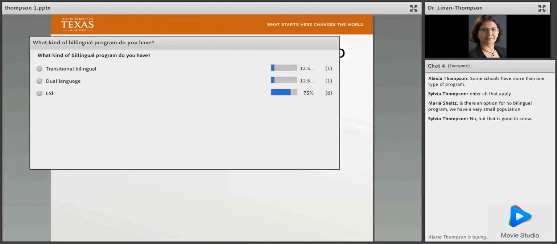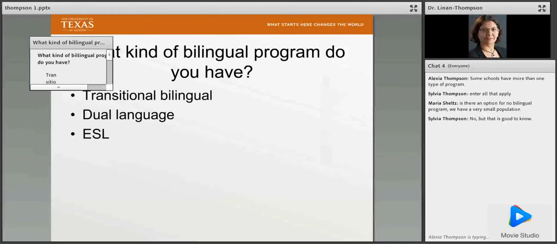Okay, well, it looks like the majority are ESL programs and a few bilingual programs, either dual language or transitional, or students that are just served within the general population. Okay, so that's helpful to know.